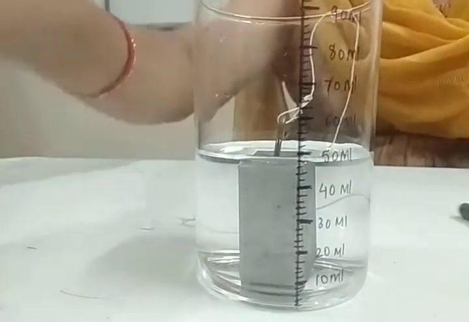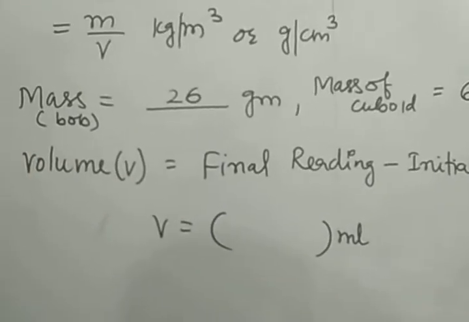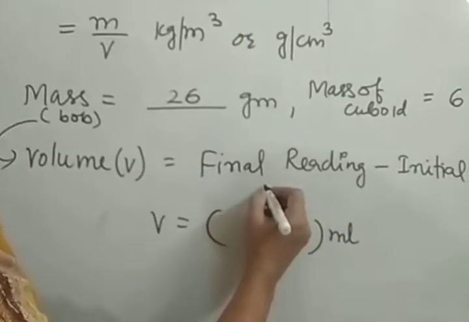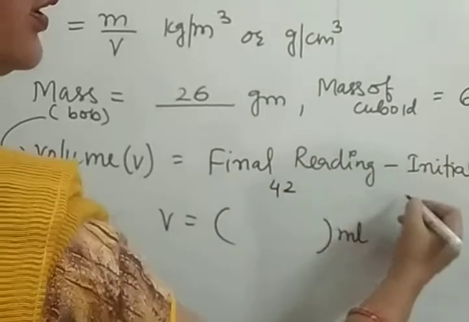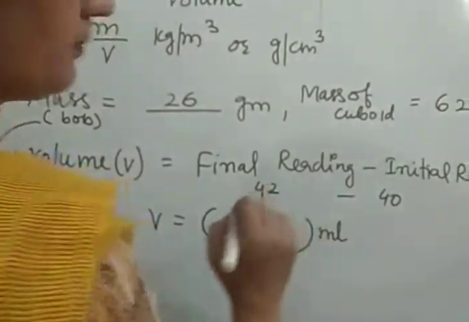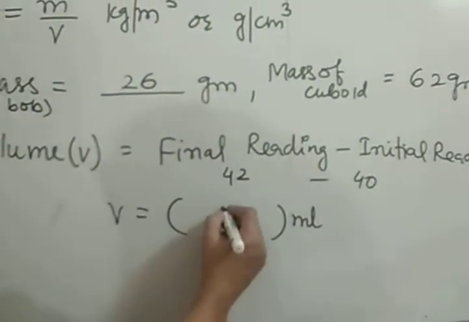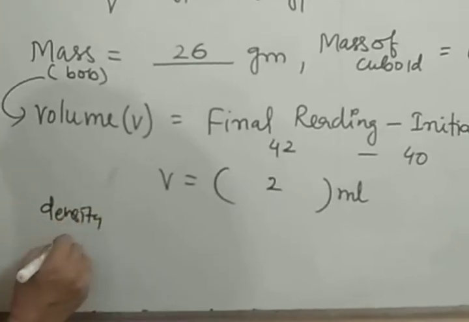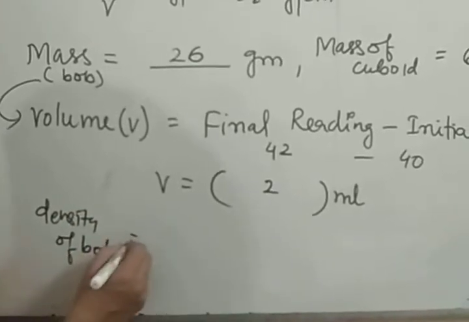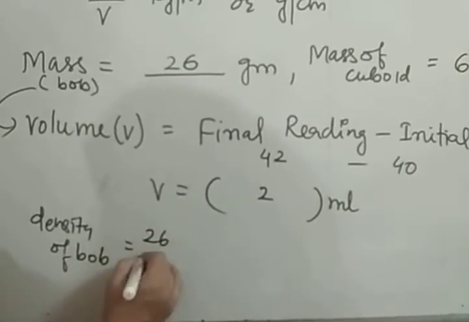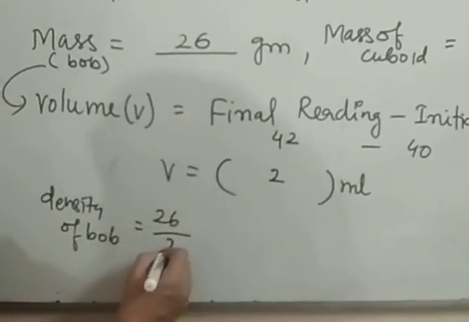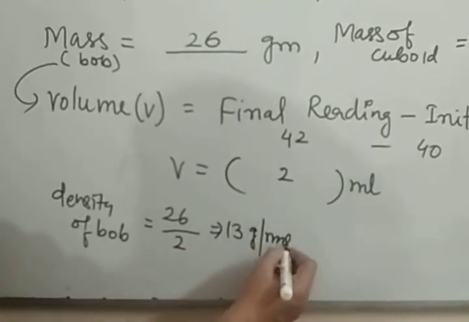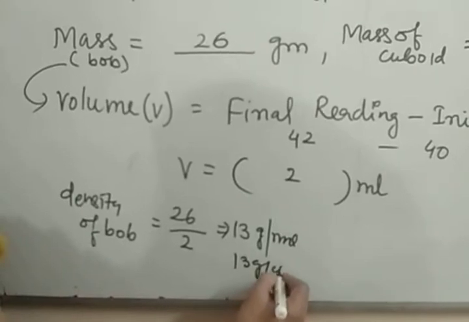Now let us calculate the density. If we talk about the bob, we have the final reading that was 42 ml and the initial reading that was 40 ml. So the volume is 2 ml and the density of the bob, that is the mass was 26 gram and the volume is 2, that is 13 gram per milliliter, or you can say 13 gram per centimeter cube.